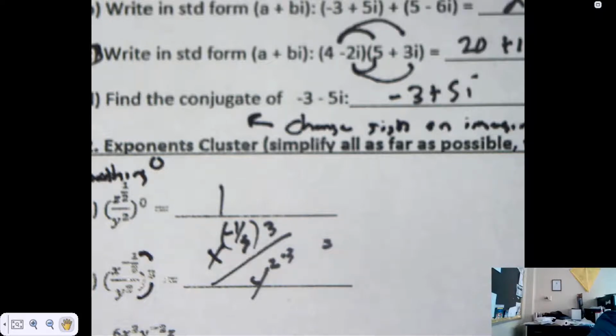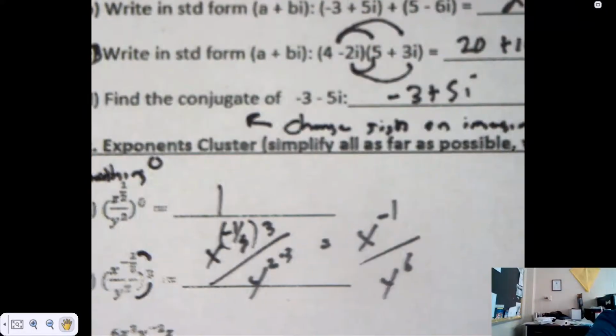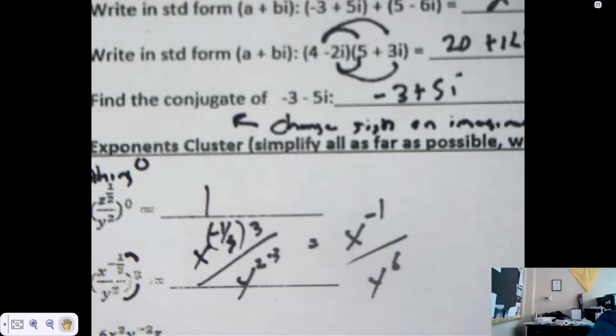What's a third of 3? What's a negative third of 3? It's x to the negative 1 over y to the 6th power. Is that done? No. Rewrite so that all exponents are positive.